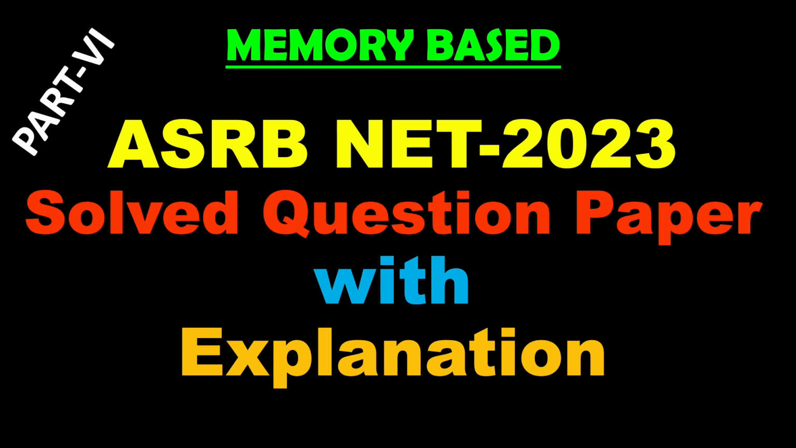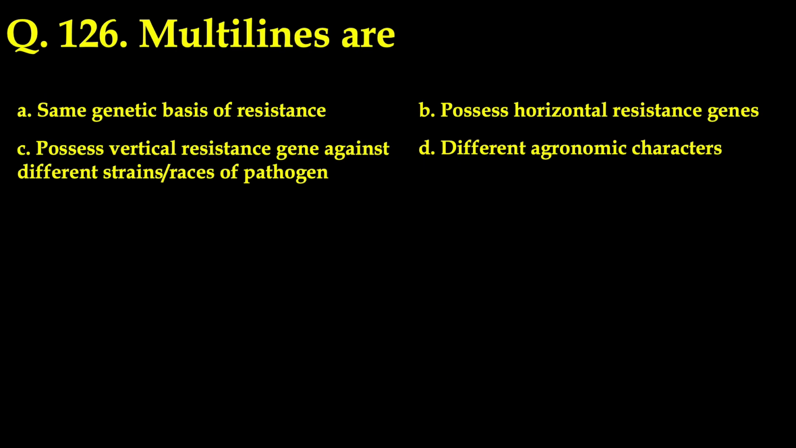This is part 6 and the last part of the memory-based ASRB NET 2023 question paper with explanation. In this part, I am going to discuss another 25 questions with some explanation related to the correct answer. Let us start with the first question, that is multiline.